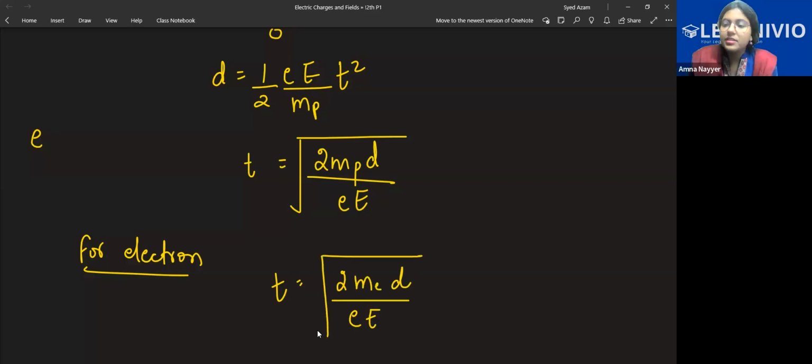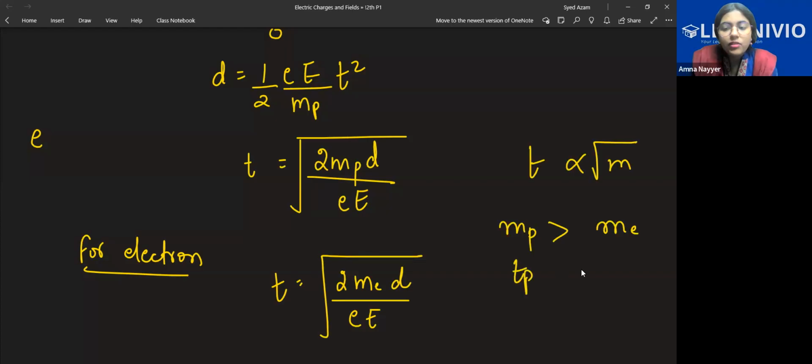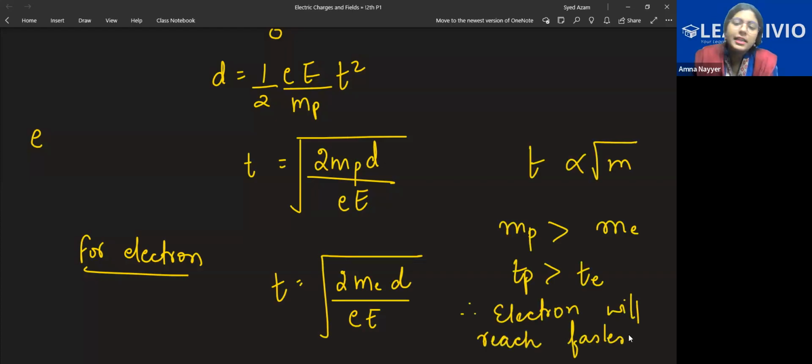This is the difference. And if a question comes to compare both of them, look class, time is directly proportional to the root of mass. Now you know the mass of proton is greater than the mass of electron. So the time of proton will be greater than the time of electron. Therefore, you can always say that the electron will reach faster because its time period is less.